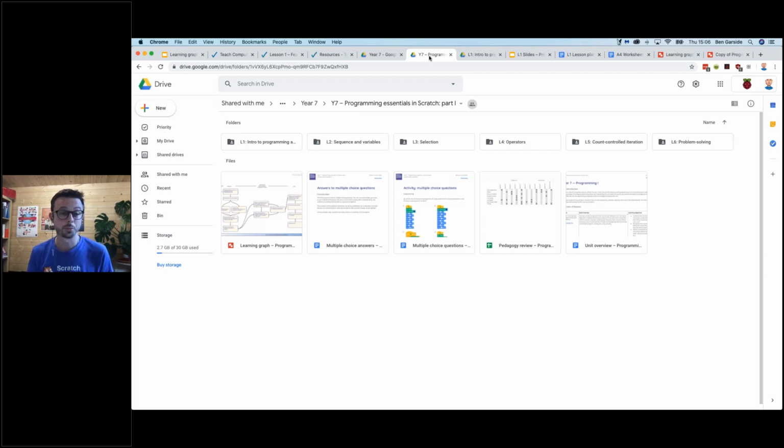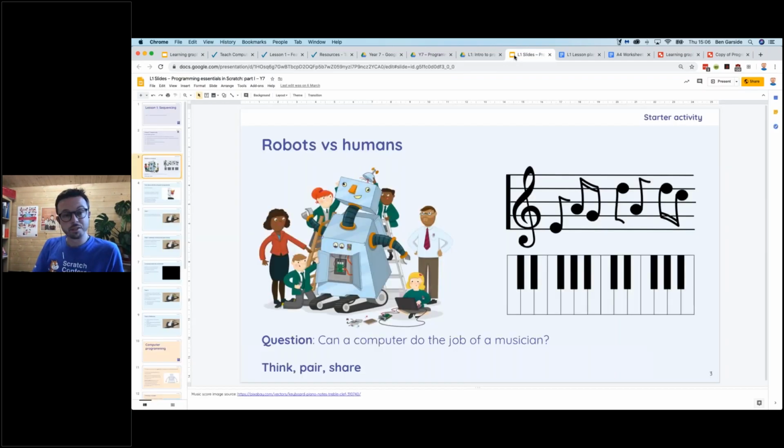That would be some summative assessment worksheets, but also some formative assessment as it goes through the lessons. So just to give you a flavor of that, these are some of the lessons. The lessons come with a slide deck.